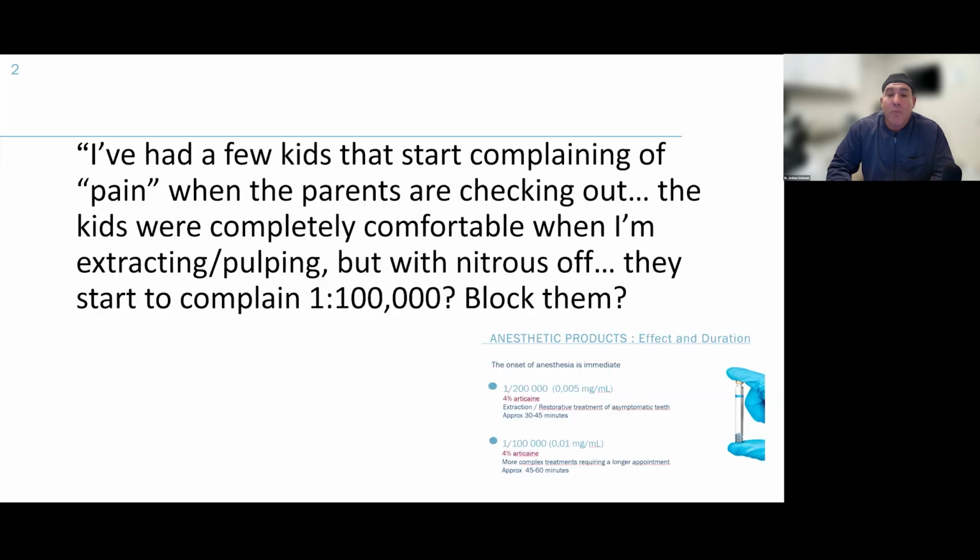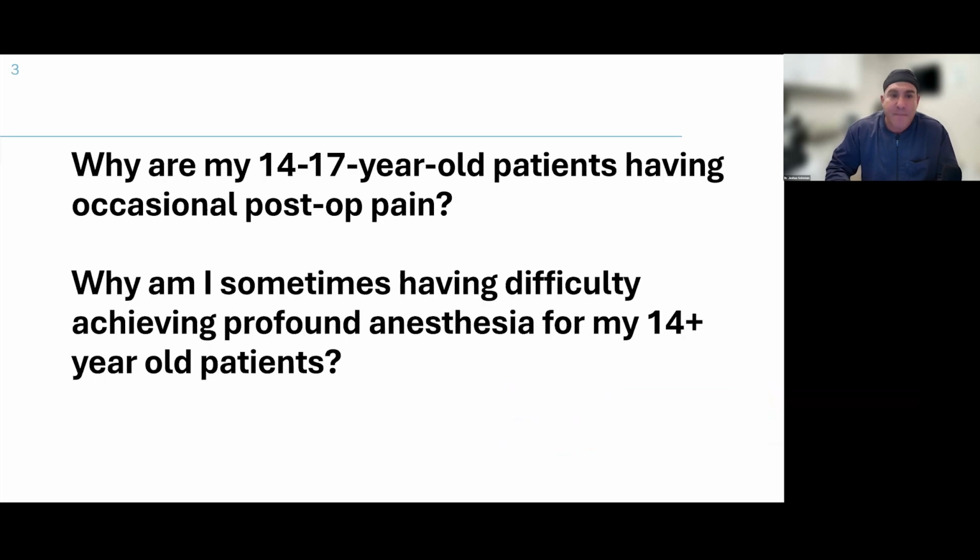So just remember that your working time is shorter on this, and I see that as a good thing. One of the things you may want to consider doing, and I've done this more and more now, is either at the beginning of the appointment or asking parents to give Motrin or Tylenol to that child ahead of time, and then everybody's happy, right?